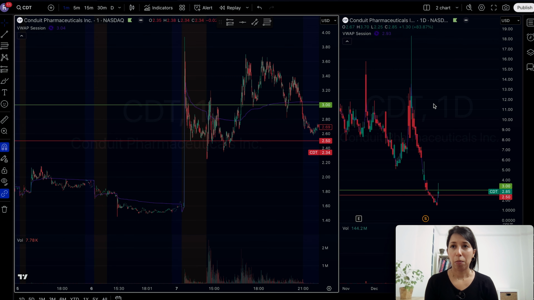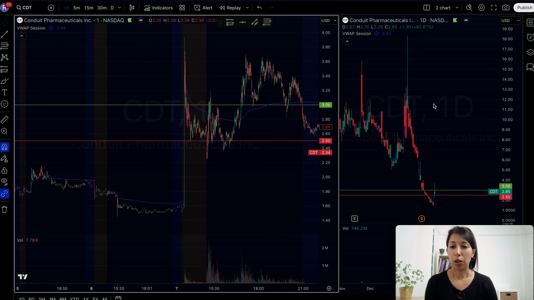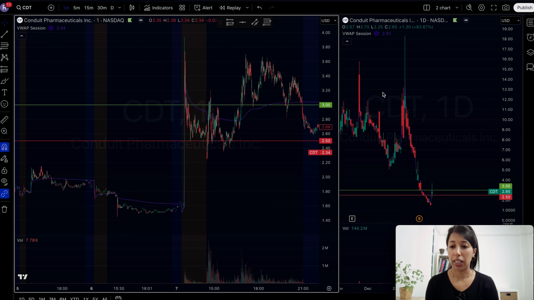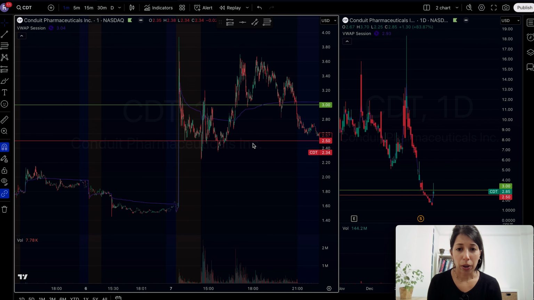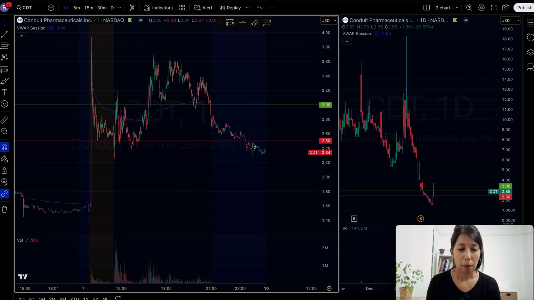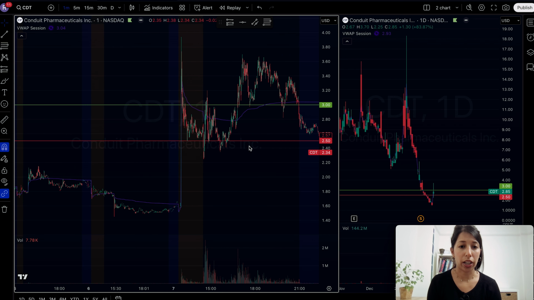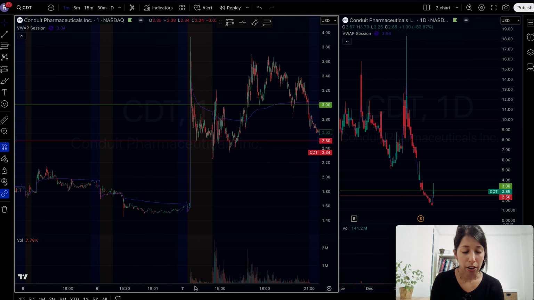So it came up on my scan. It was a low float, so under 10 million float, which are the stocks that I'm trading because they have scope for volatility. It was moving on volume. It happened to be a pharmaceuticals company. So I went onto the 1 minute chart quickly just to see what it was doing that day.